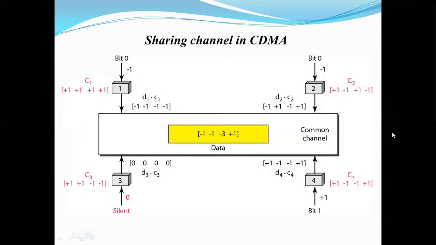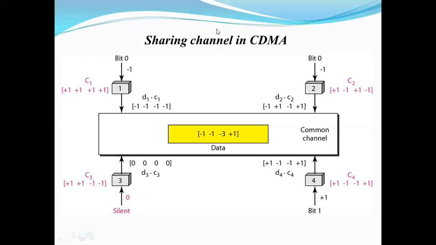Now let me move on to another important topic: sharing the channel in CDMA. There are four stations you can see here: station one, station two, station three, and station four. D1 is the data of station one, and C1 is the code of station one. Like this, it applies to all other stations.